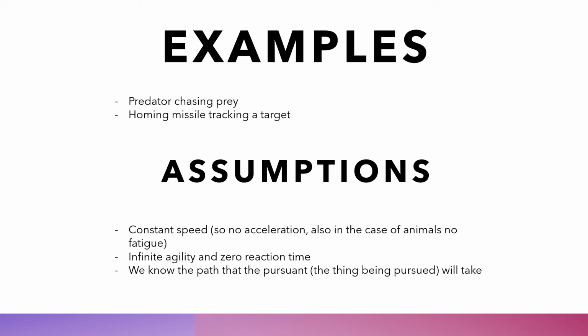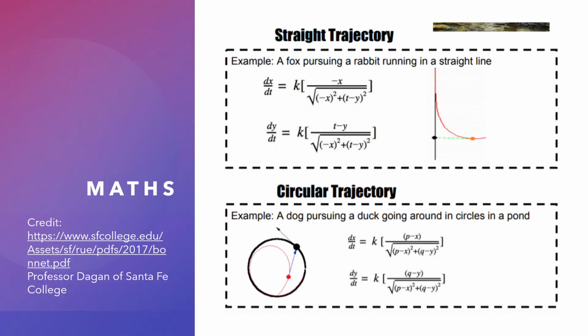Mathematically, we need to know the path of the pursuant, the thing that we're pursuing. We need to know what the function looks like, its path. So mathematically, this is what that looks like. For me, it was really hard to think about what this meant, but I liked the visuals that went alongside it, so I gave credit to where I got them. If you want to learn more, you can check out that link. It's from a lecture that Professor Dagan did.